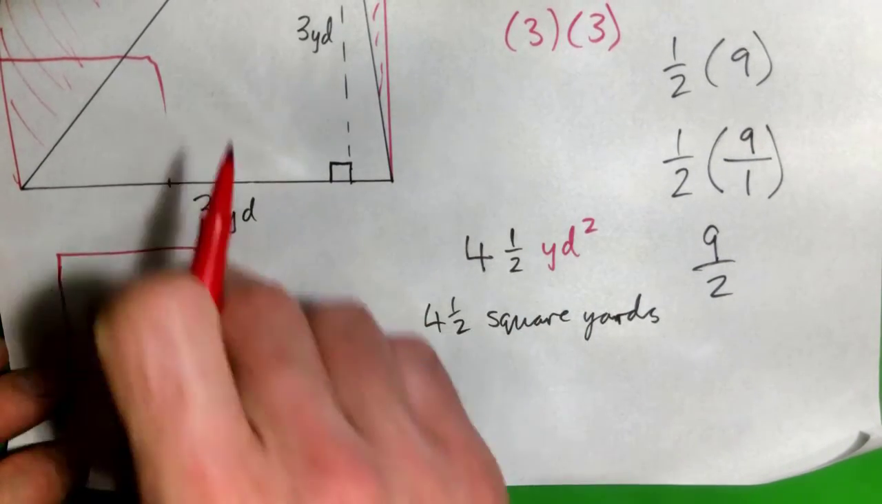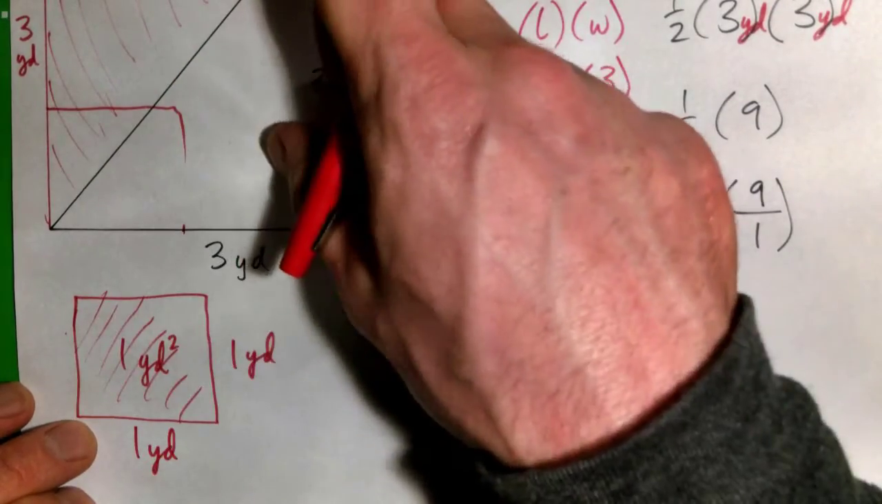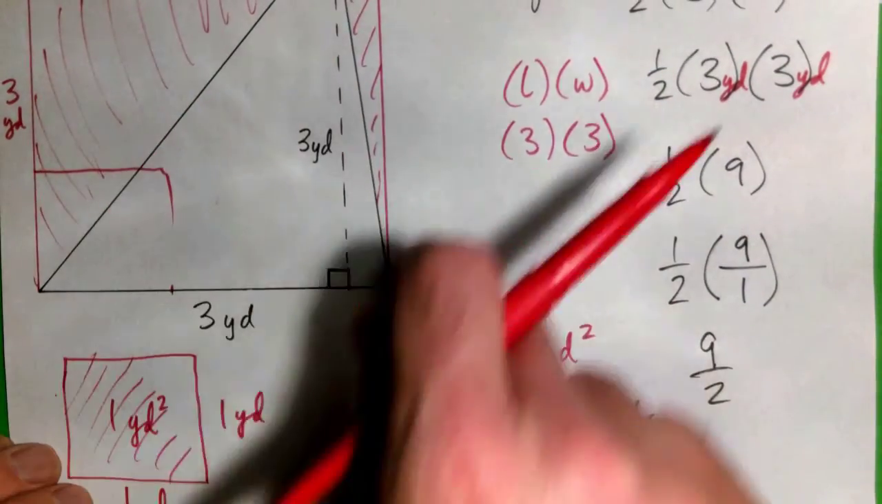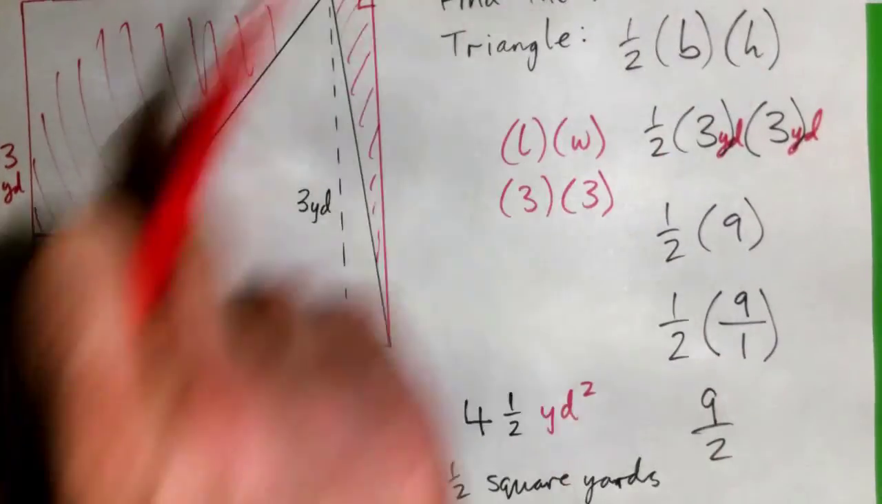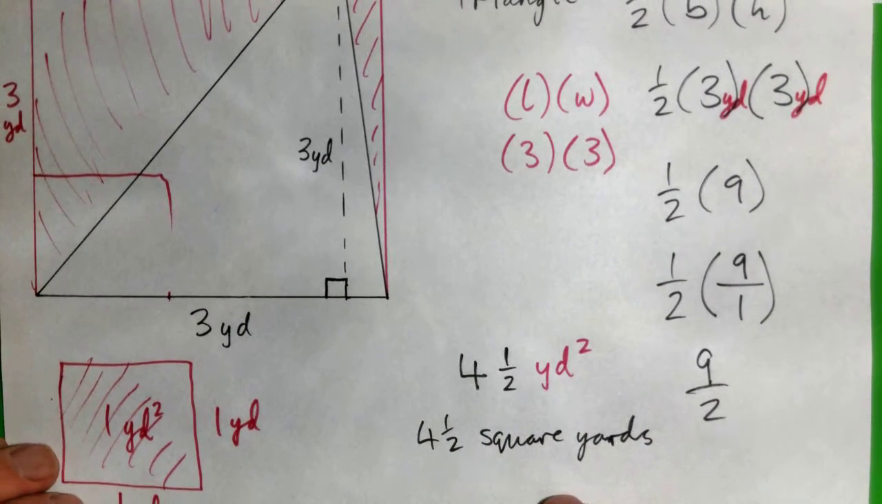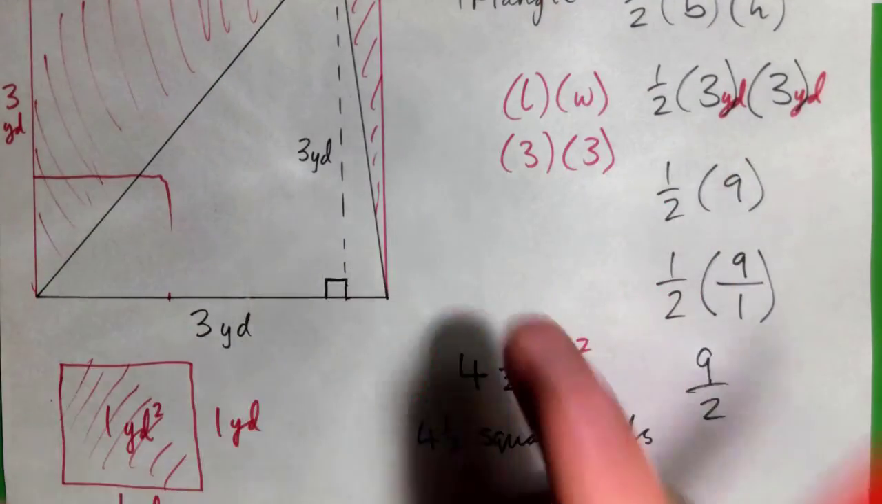And how many of these squares does this black triangle take up? Well, it takes up 1, 2, 3, 4 and a half of them to make up this black triangle. And that's what we're saying when we say the area is 4 1/2 square yards. It's 4 1/2 of these squares that make the area of the black triangle.